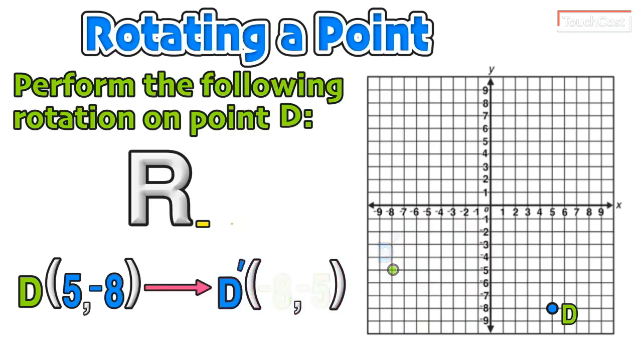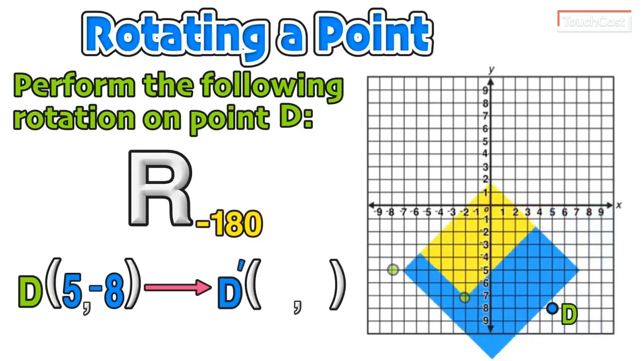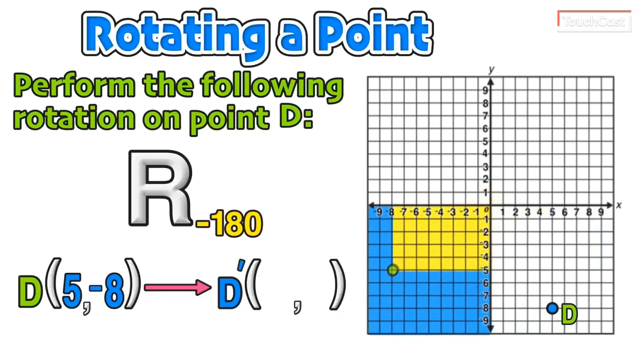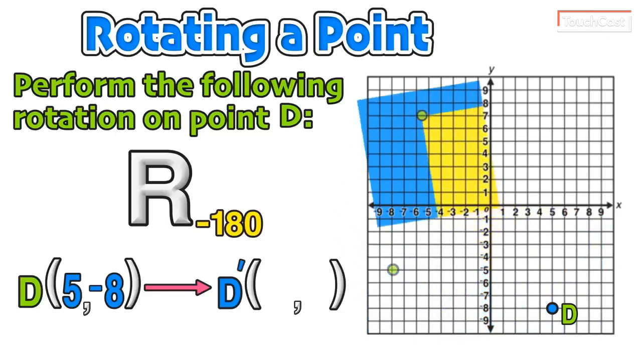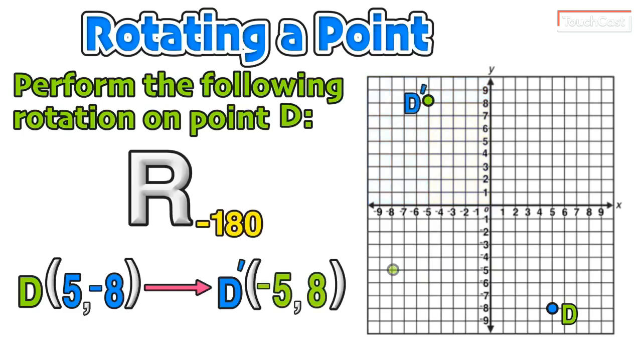Now let's go ahead and take that same original point D and perform a negative 180 degree rotation. Again, we take that fourth quadrant, 1/4 turn clockwise is negative 90, a second quarter turn would be negative 180. Now again, we can find the coordinates of the image D prime at negative 5, positive 8.